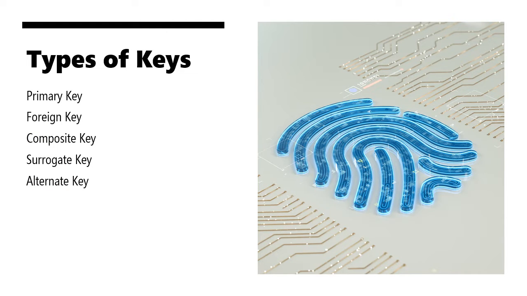Now, let's delve into the different types of keys you'll encounter in data modeling: primary key, foreign key, composite key, surrogate key, alternate key. Each of these keys serves a specific purpose in organizing and accessing data within a database. Understanding how and when to use them is essential for creating efficient and reliable data models.